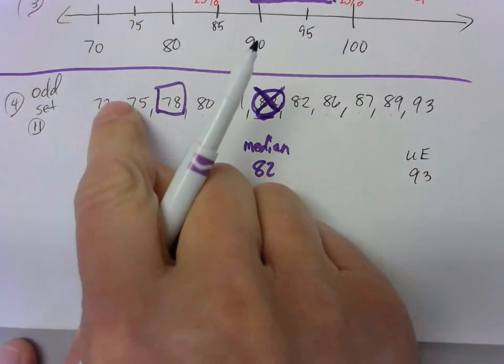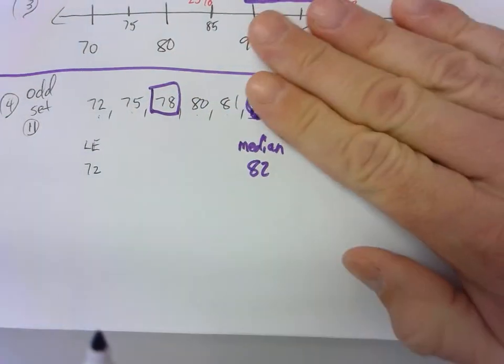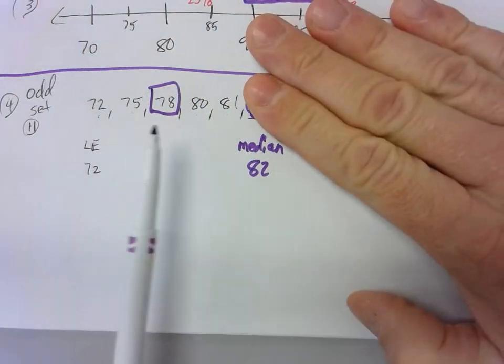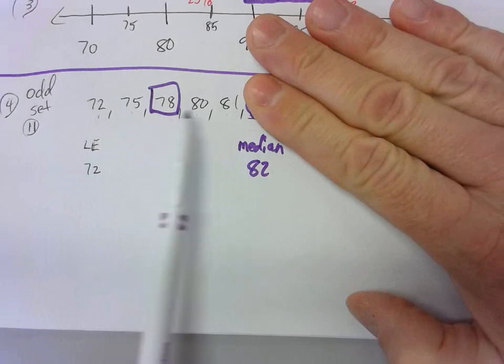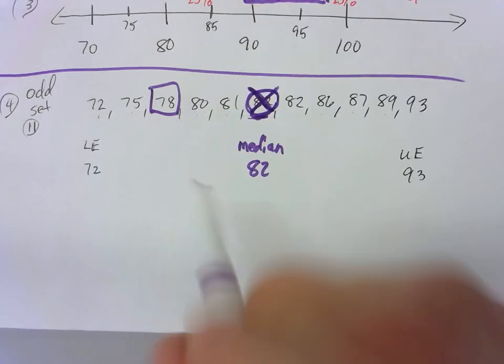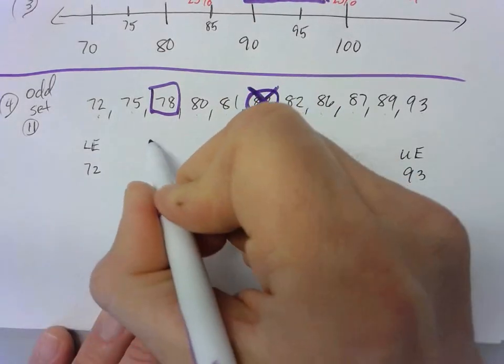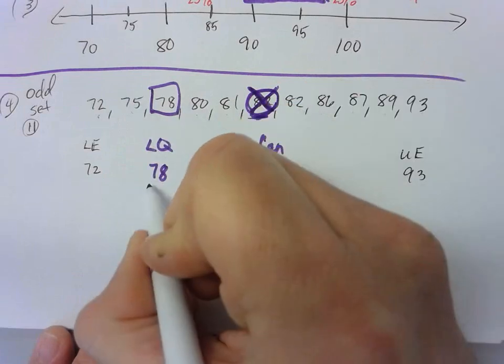Got one number right in the middle right there. Got 2 there, 2 there. If you cover that other part up, you just see those 5 numbers. 78 is the median of those 5 numbers, so 78 is the lower quartile, otherwise known as Q1.